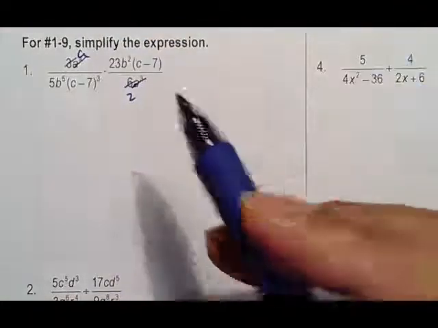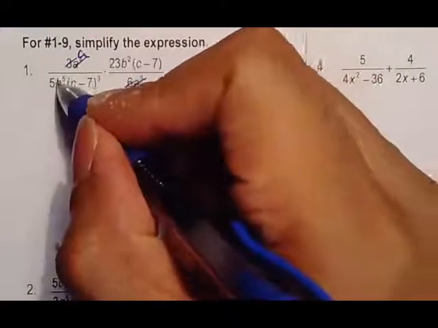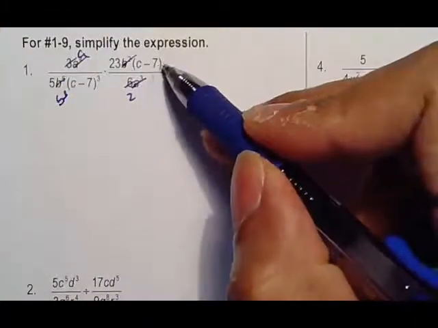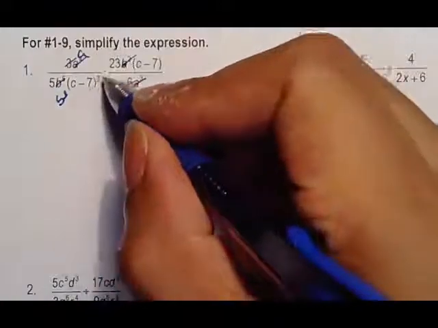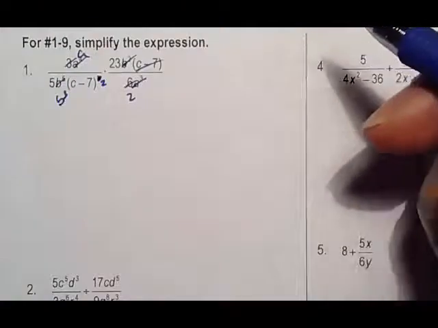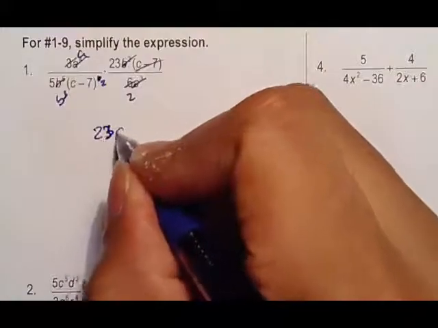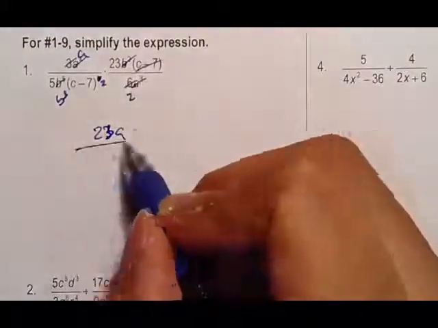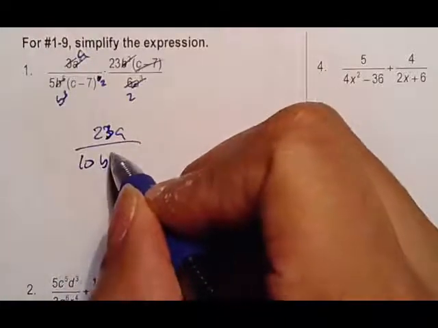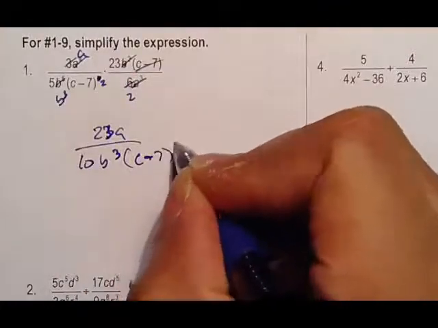You also have 5 and 23 have nothing in common. B5 and B2, you can take off 2 B's, leaving B to the third, and that B goes away. And then you have C minus 7 here, 3 C minus 7 there, which means we'll turn this into a 2 and cross that out. In the end, you simply put what's on top, so we still have a 23 and an A up top. Just be careful. Over 5 and 2 make 10. B to the third with C minus 7 squared.